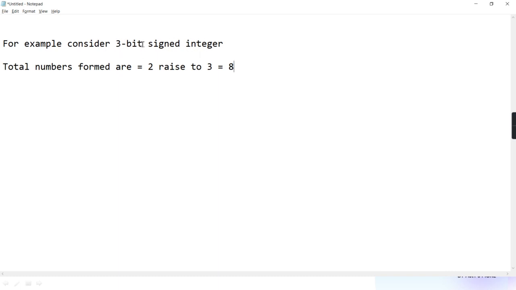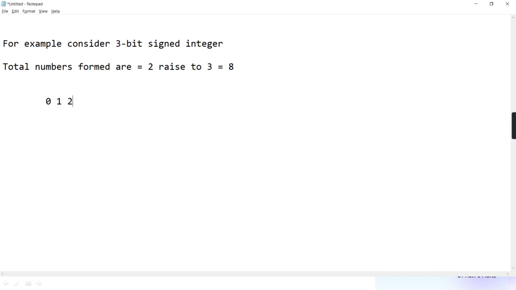then in that 3-bit signed integer, in total how many numbers can be formed? 8 numbers. But as it is signed, will all 8 be positive, or 4 positive and 4 negative? 4 positive, 4 negative. But what about 0? Will 0 be counted 2 times? No, just once. Clear? 0 is positive, so it will go in the positive category.